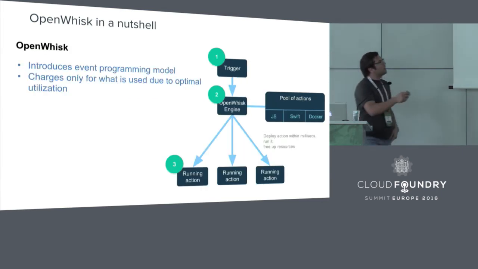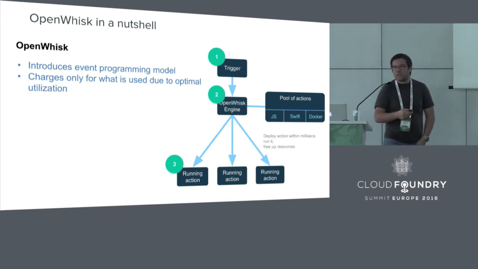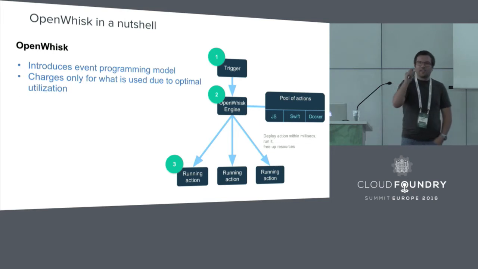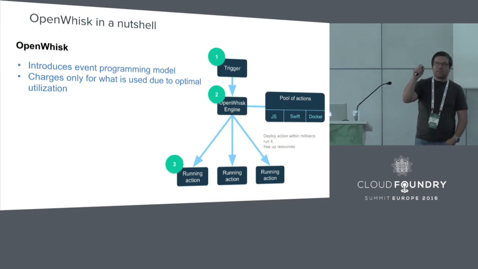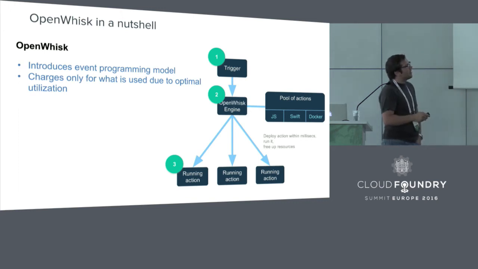So what we have is this little trigger here, which might be the event that is emitted by a service like Cloudant. And this little event then arrives at the OpenWhisk engine. And then we determine in the OpenWhisk engine what the right action is that is supposed to be executed. And the action, by the way, is the little piece that encapsulates the application logic you as a developer have written in any of the languages that we support. And then the magic happens.